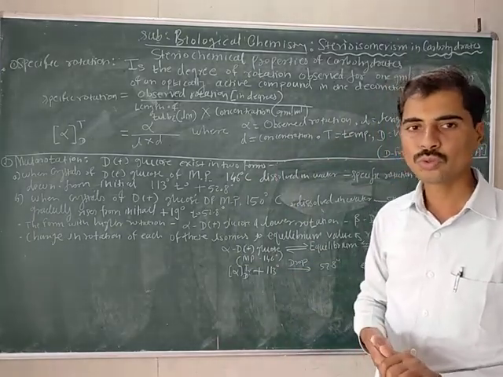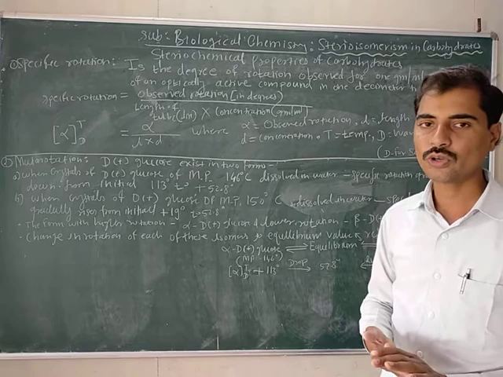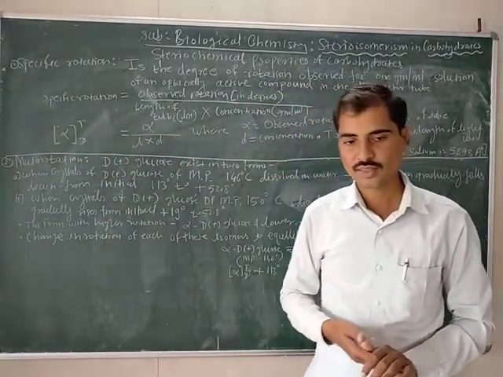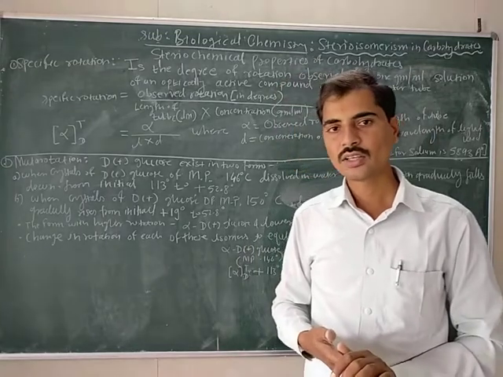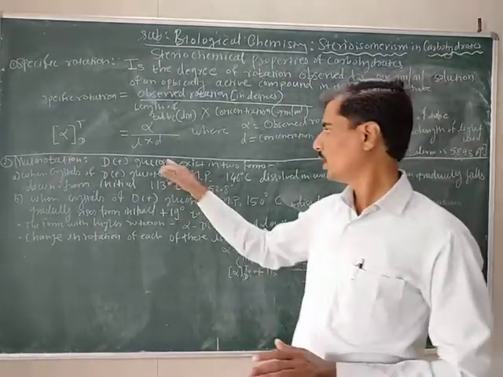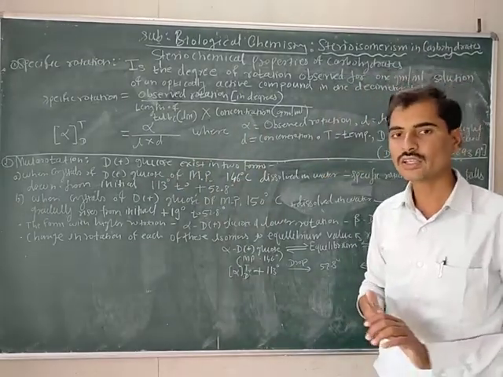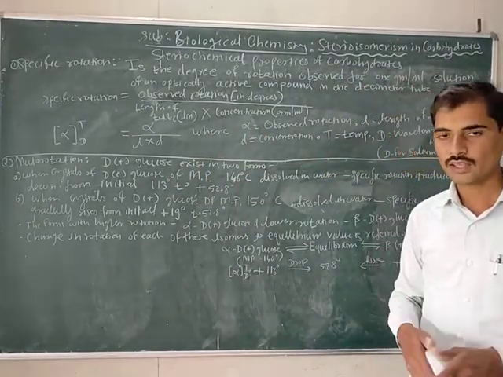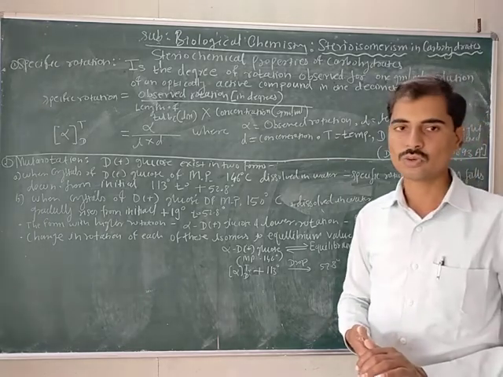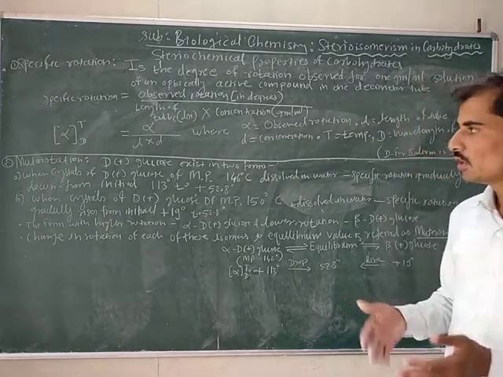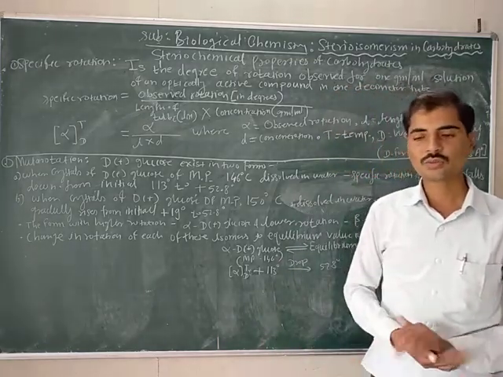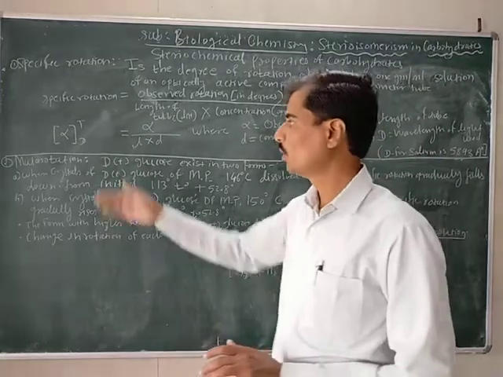Now we move towards the second stereochemical property, mutarotation. Dear students, D plus glucose exists in two different forms, alpha D plus glucose and beta D plus glucose. How is D plus glucose observed in these two forms? Because of the mutarotation.